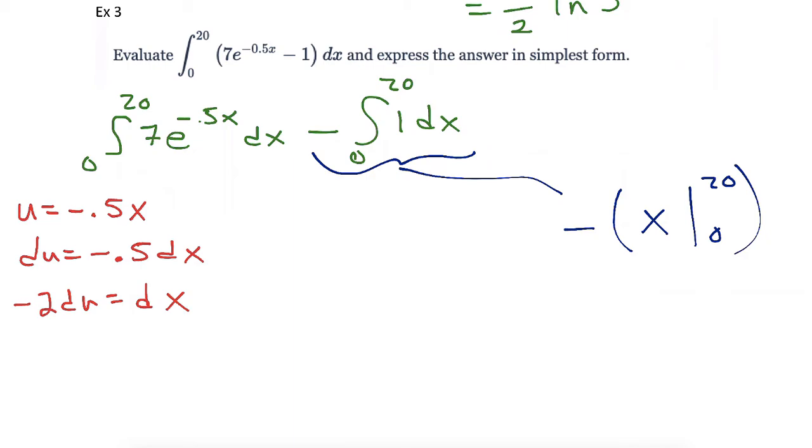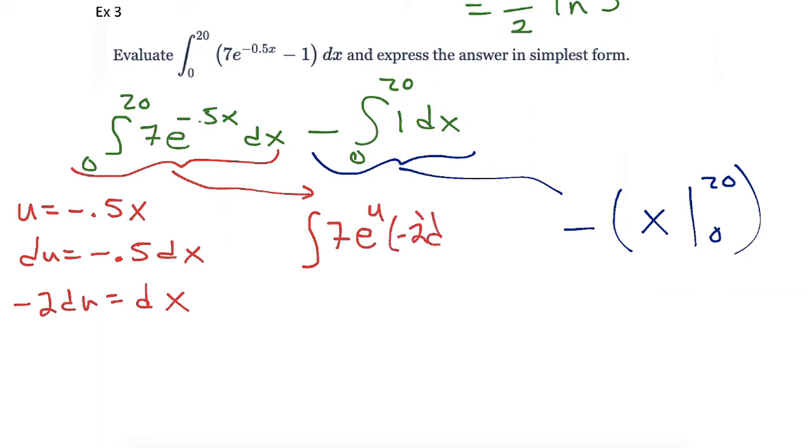So if we rewrite this integral right here, that integral would be the integral of 7 times e to the u times negative 2 du. Now our lower bound is going to be 0, and our upper bound is going to be negative 10. The reason it's negative 10 is we would plug in 20 for x into this u right here. If we plug in 20, we'll get negative 10. When we plug in 0, we get just 0.